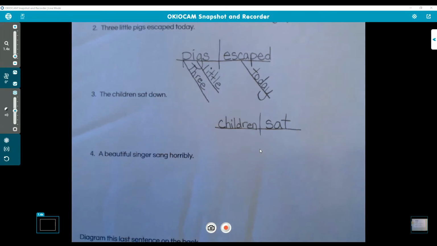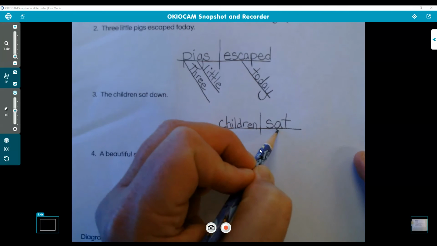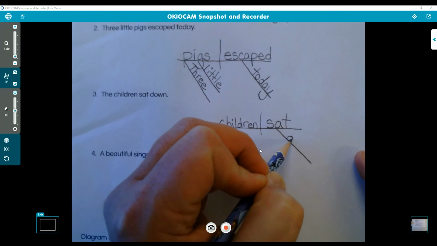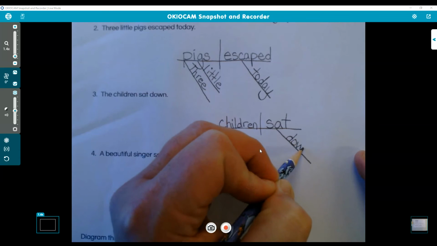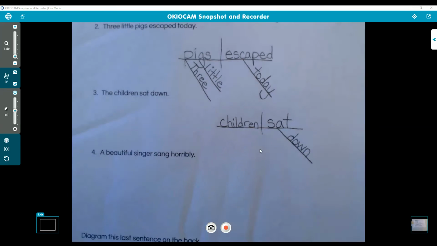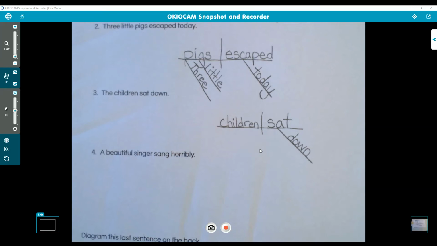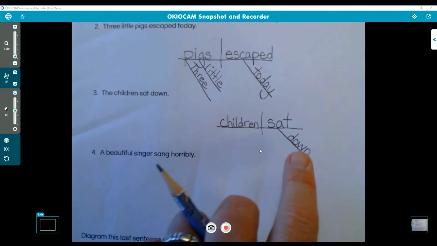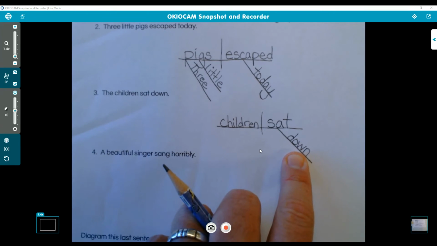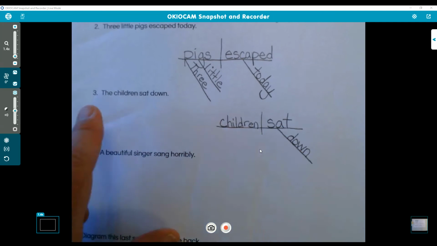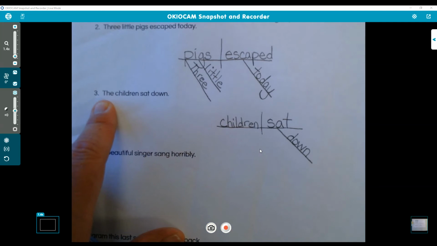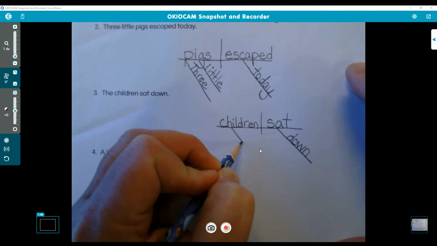Children sat where? Down. Down is an adverb describing the verb sat. Sat where? Down. Now, what about the word the? Under children.